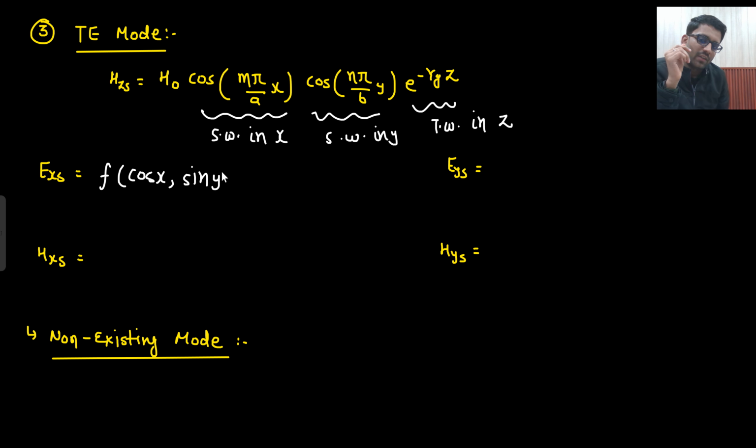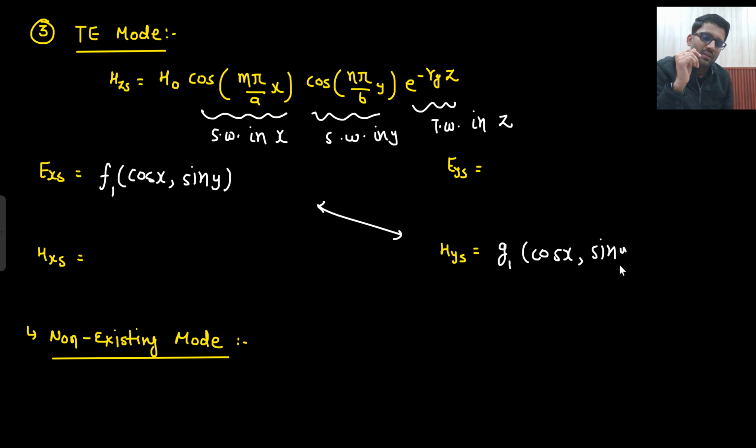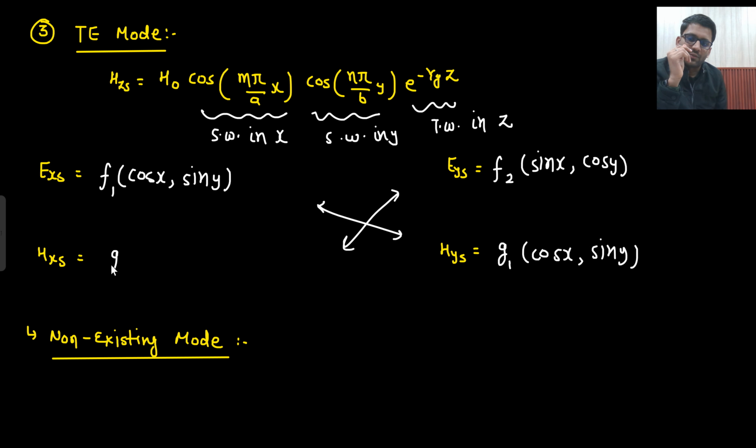Even if you forget, you can derive it in the examination. And both are brothers. So this will also be a function of cos x sin y. If I just need to take the opposite, this will be a function of sin x cos y, and this will be a function of sin x cos y. And what was the non-existing mode? TE 0, 0.